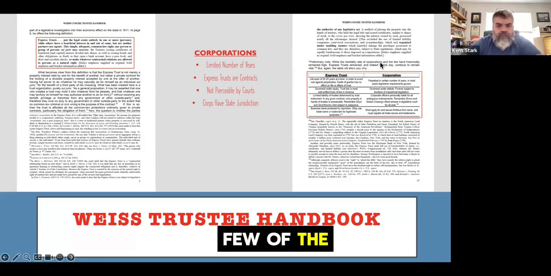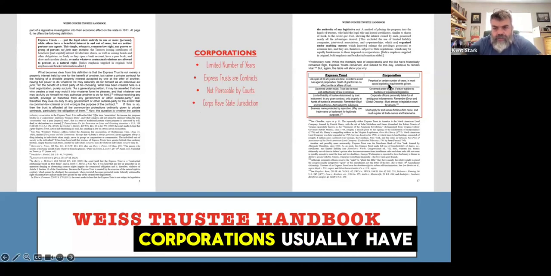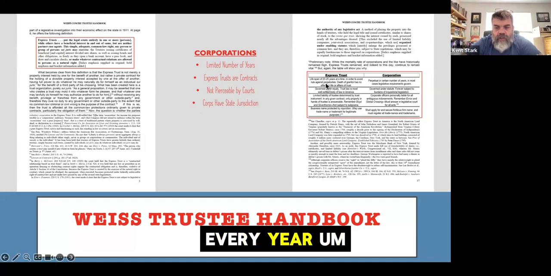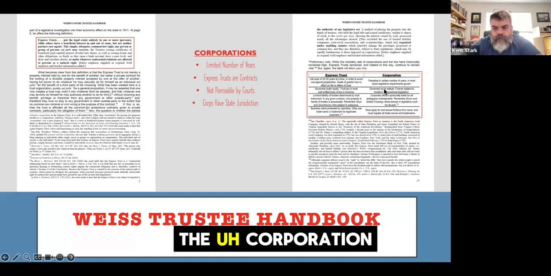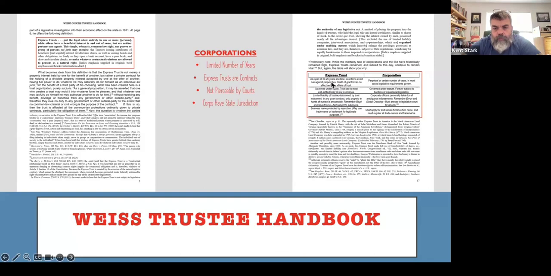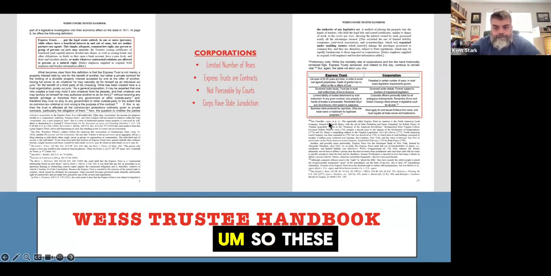So a few of the things here compare an express trust and a corporation. Corporations usually have to be renewed every year. An express trust is generally 20 to 25 years. Mine, the one that I have on the website, is 99. The corporation is governed by a statute, whereas an express trust is governed under equity. Okay, so these are some of the points here.